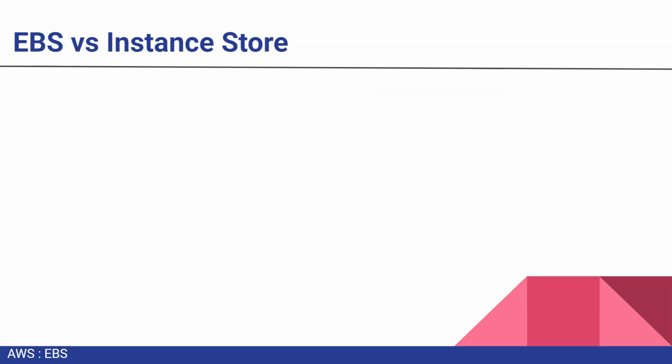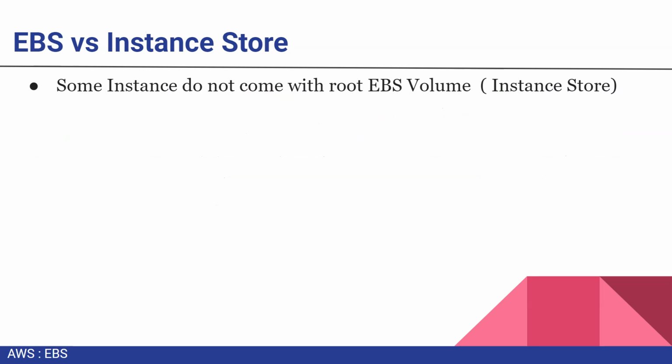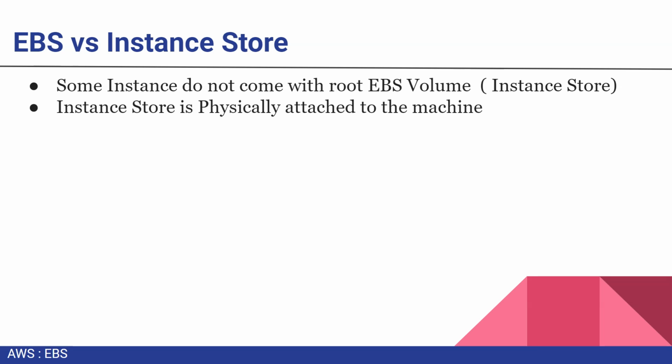So let's try to understand in depth. Some instances do not come with a root EBS volume, and that's called instance store or ephemeral store. This comes with ephemeral storage, and it provides very high throughput because it is physically attached to the machine, whereas EBS has a throughput limitation as EBS is a network drive.